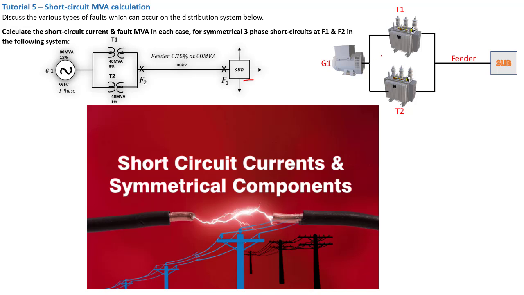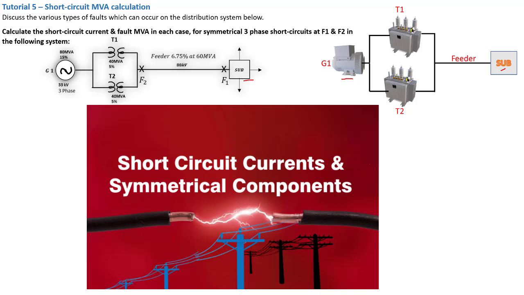And on my right here, I've got an illustration. As you can see, there is a generator G1, transformer T1, and T2, and then we've got our feeder and the substation right there. Before we can start discussing how to solve this tutorial on our fault current calculations, they are asking us to discuss the various types of fault which can occur on the distribution system below, because this is a distribution system that is made of a generating substation, two transformers that are stepping up, and the feeder line, which is a transmission line, and then you have your distribution substation right there.